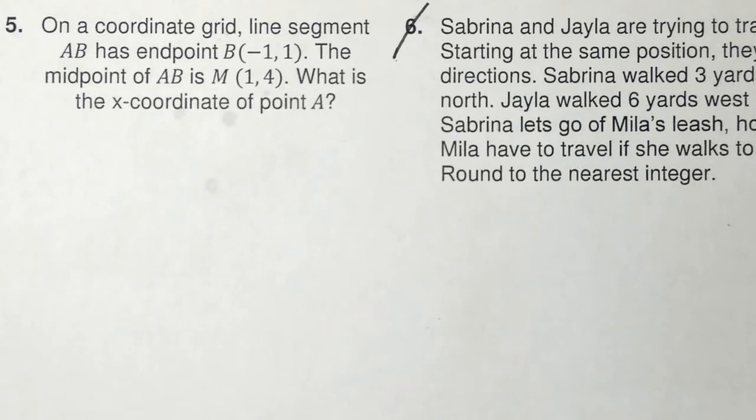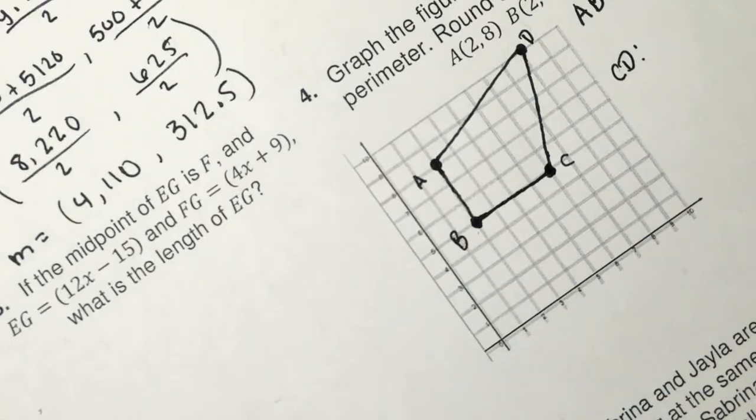Number 5. On this one, it says on the coordinate grid, the line segment AB has endpoints of B, -1, 1. The midpoint of AB is M, which is at 1, 4. What is the x coordinate of point A? So I'm gonna draw this segment out for myself. We call it segment AB.